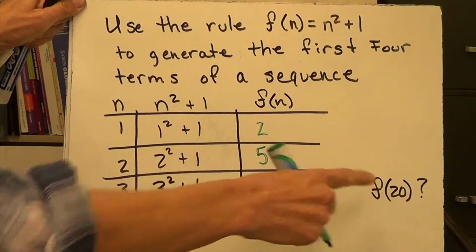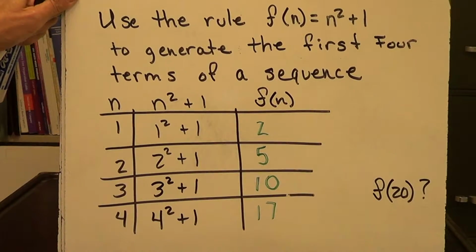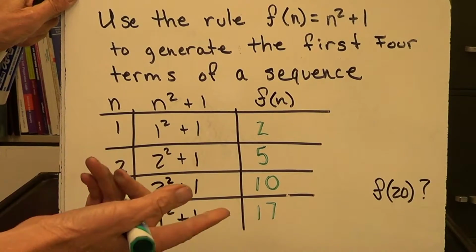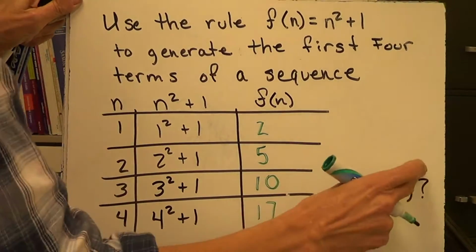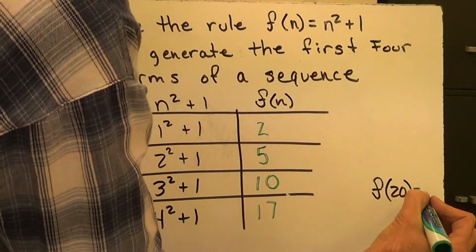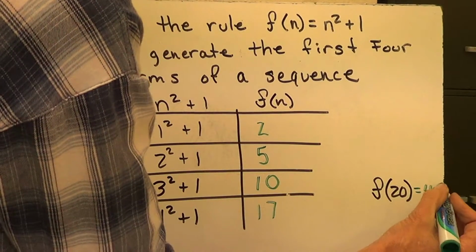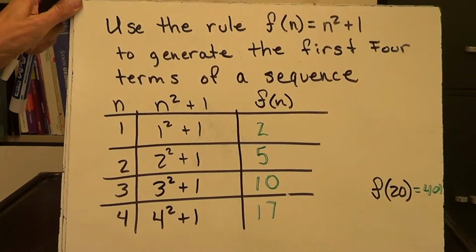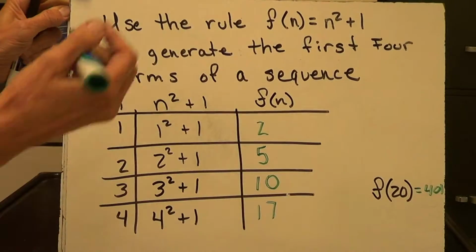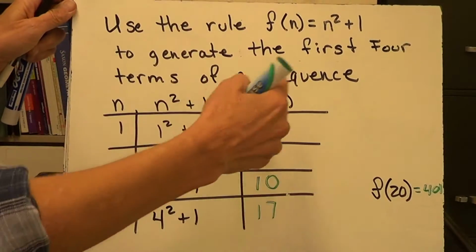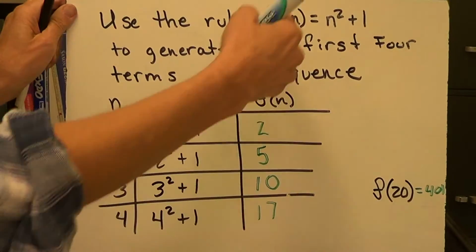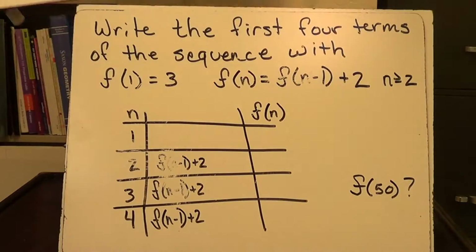So I might ask, well, what's f of 20? All you do is plug it in. 20 squared is 400 plus 1 is 401. Just plug it into the formula. That is an explicit formula. It's so nice to use because no matter what term you're plugging in, you can just plug it into the formula to find what it is.